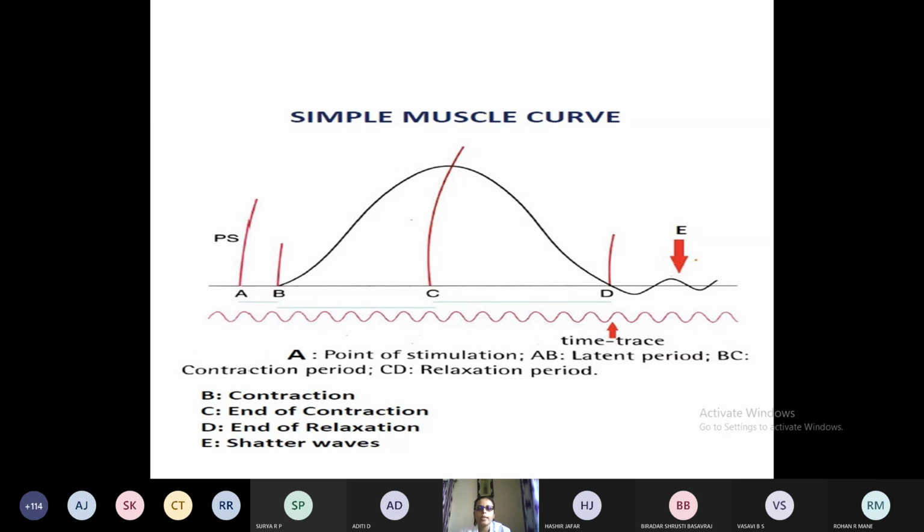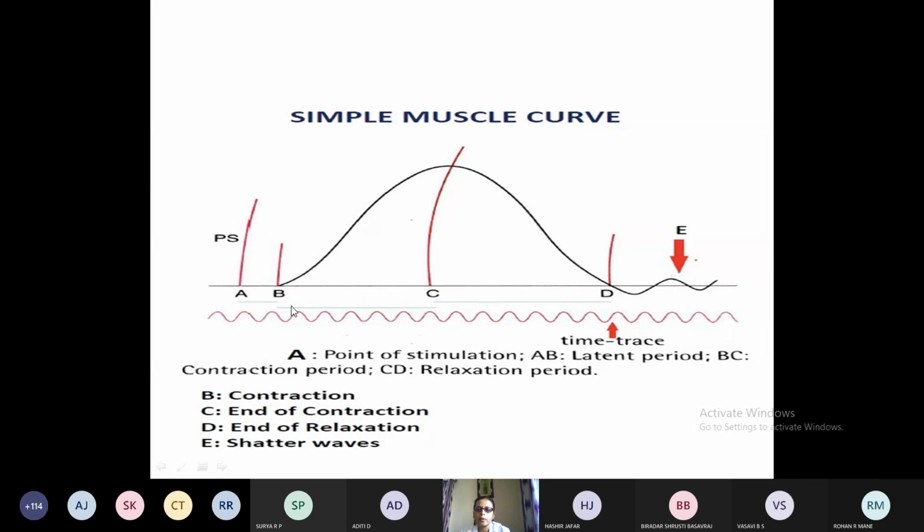From this point B, you can see the upstroke. That upstroke is called the contraction period, and from this midpoint you can see the C point. So from point B to point C is the contraction period, and once this curve reaches its maximum, from there it will start the relaxation period. So the downstroke indicates the relaxation period. From point C to point D, this entire part is called the relaxation period.